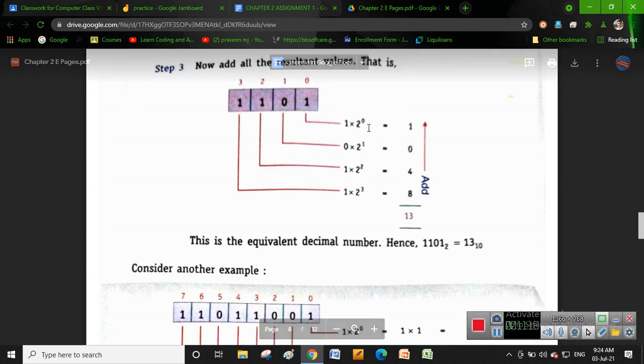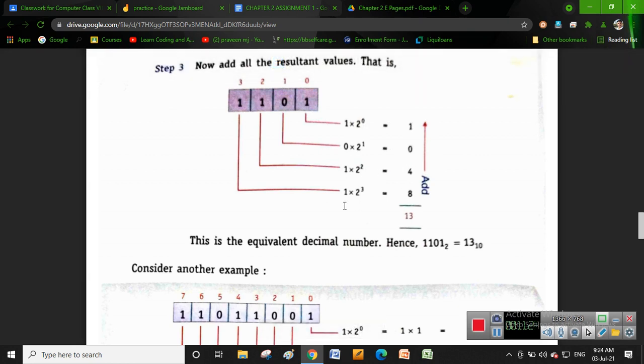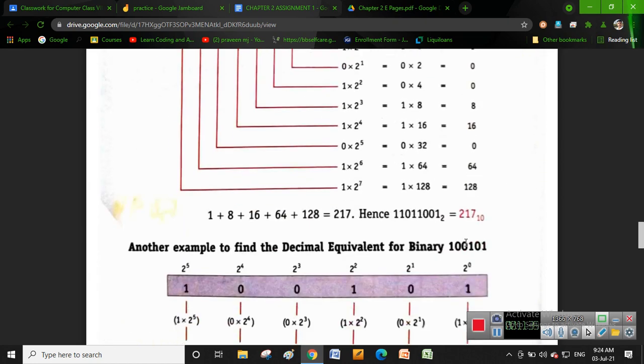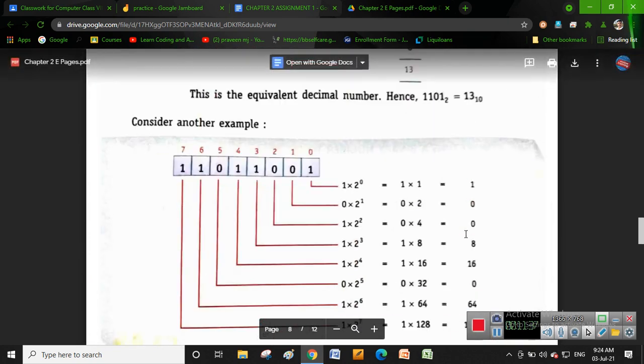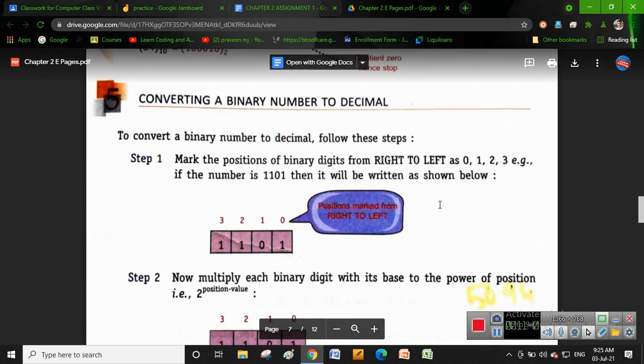So you will get this in the exponents in your mathematics. See, 1 into 2 power 0 is 1, 0 into 2 power 1 is 0, 0 into any value is 0, then 1 into 2 squared is 4, 1 into 2 cubed is 8. So 1 plus 0 is 1, plus 4 is 5, 5 plus 8 is 13. So the equivalent value of 1101 is 13. This is the way we convert a binary number to a decimal number.